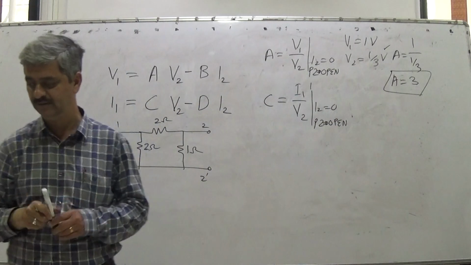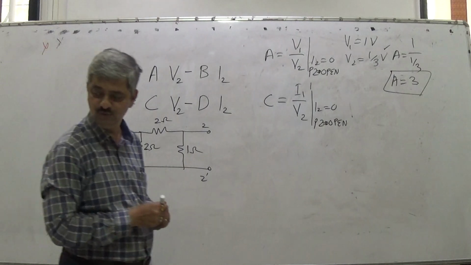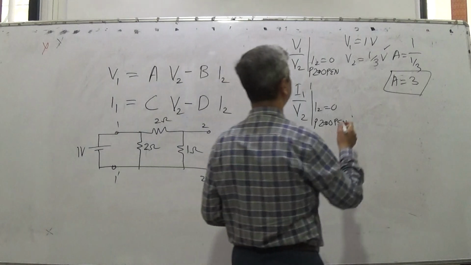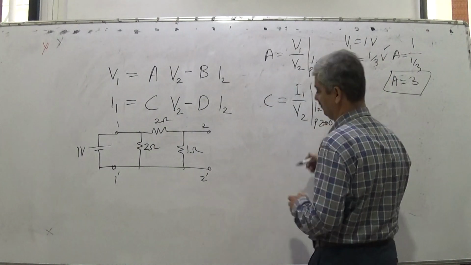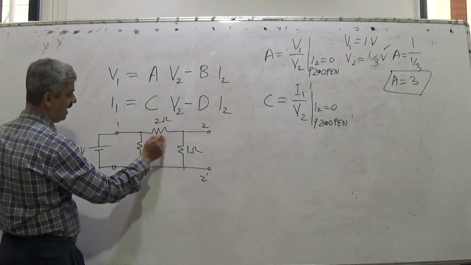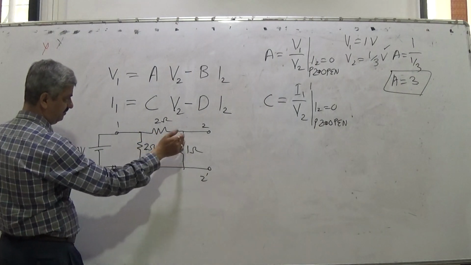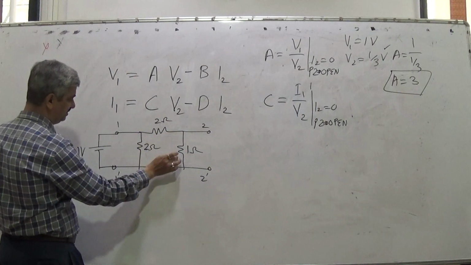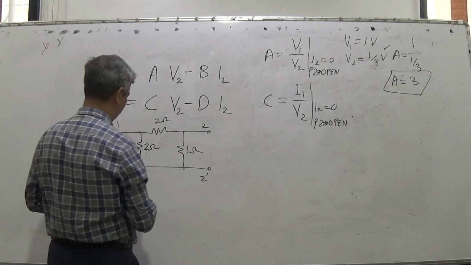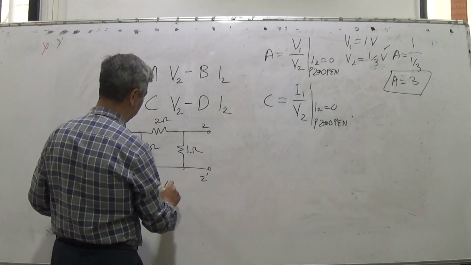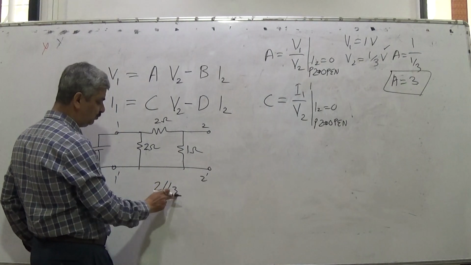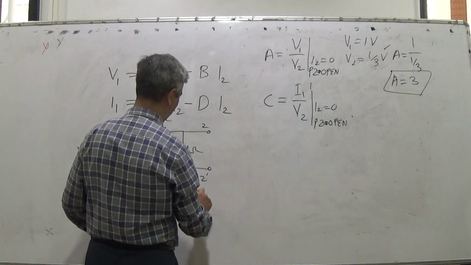I2 is 0, port 2 open. So what is V2? V2 we have already calculated as 1/3 volt. So what is I1? I1 will now be this 2 and 1 in series. This is open. So 2 and 1 in series, that is in parallel with 2. So 2 parallel 3 is 2 into 3 upon 2 plus 3, that is 6 by 5.